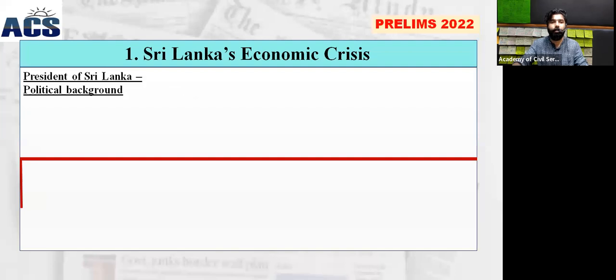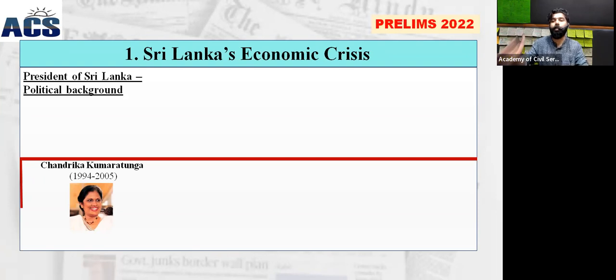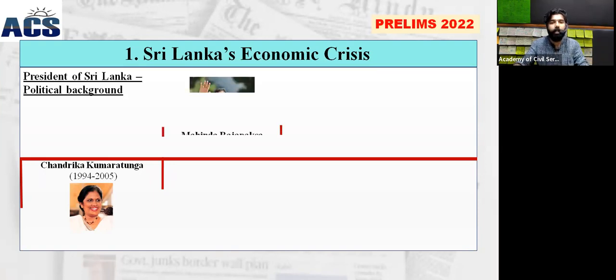They'll act according to that. This is what the system of Sri Lanka is following. If you look back to the historic, the political background of Sri Lanka from the 1990s, you can see that Chandrika Kumaratunga was the president of Sri Lanka from 1994 to 2004.